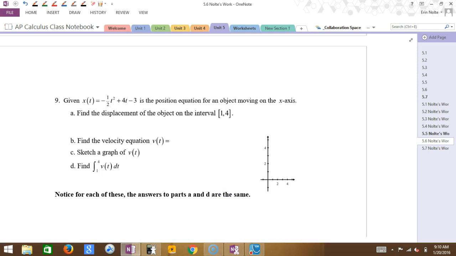Question number 9. This is actually a good point that they make on this question. So if they're finding displacement, how do you find displacement? You subtract. So you plug it in, so you do the bigger one minus the smaller one, right? Bigger minus smaller. So if I plug in 4, can we do that mentally? 4 squared is 16, divided by negative 2 is negative 8.